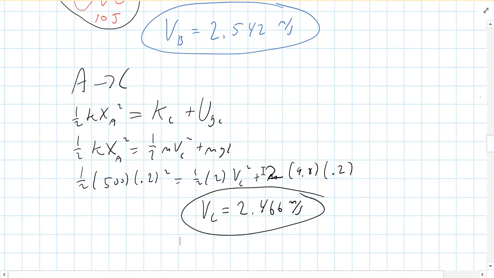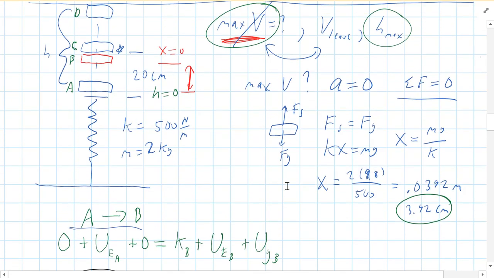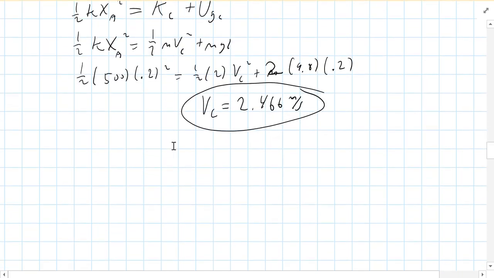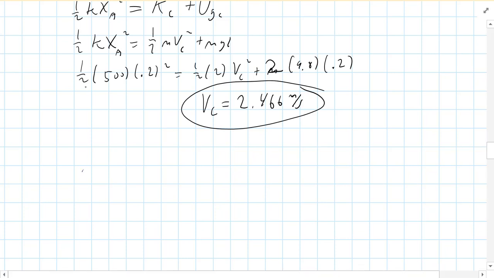Okay, and it turns out we saved the easiest part for last. If I want to know the max height, that's at point D. We can go from A to D, B to D, or C to D. I'm going to choose A, because that's going to give us the fewest terms. If I go from A to D, at point A we only have spring potential energy, the same thing we had in the last two. At point D, the only kind of energy the book has, because it's at its max height, is gravitational potential energy. So we've got our 1/2 kx squared.